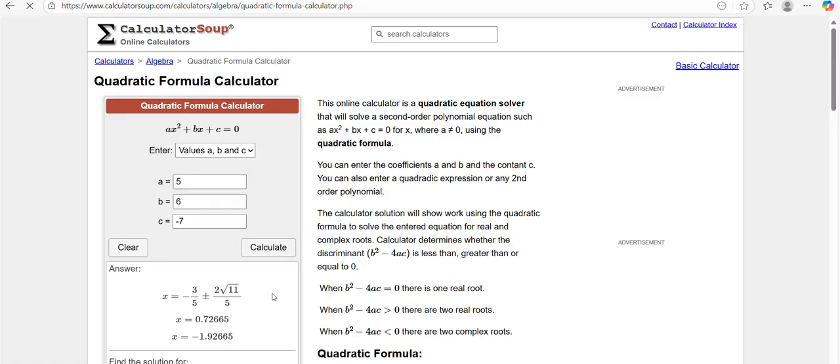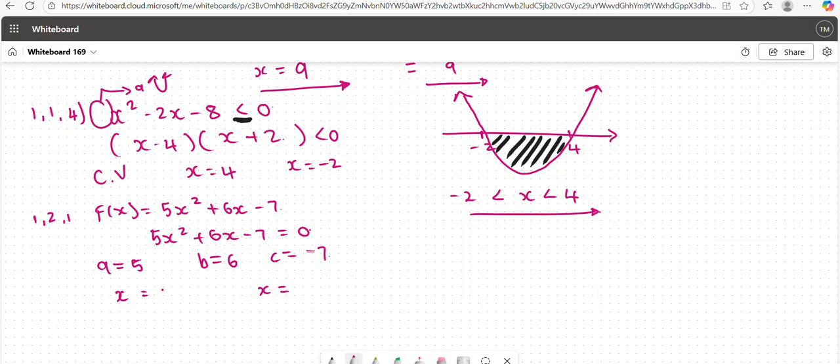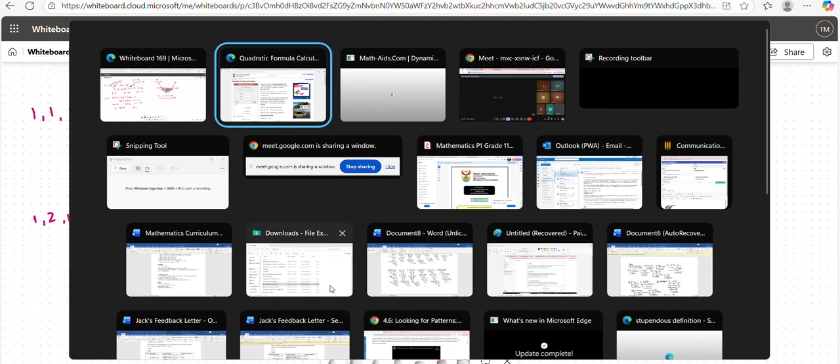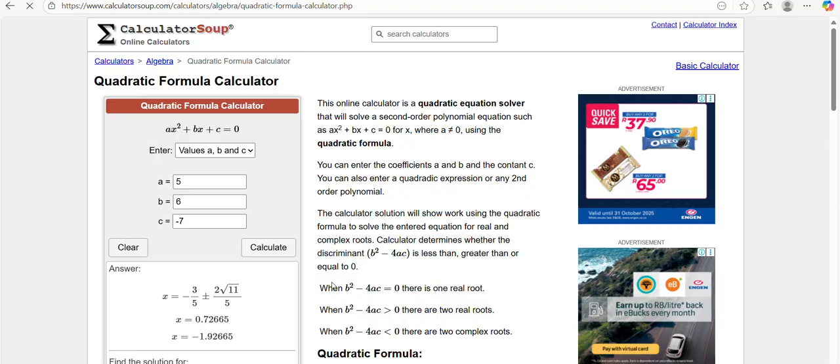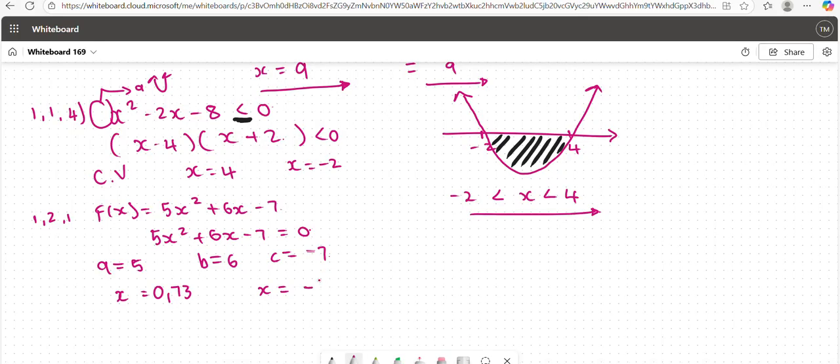Alright, so the first one is 0.73. 0.73 rounded off. And the second one is negative 9.23. So please round off correctly. At this level, guys, you can't be making rounding off mistakes.